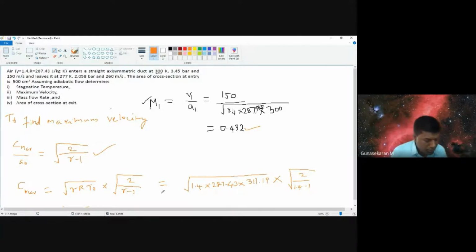First calculate the value of the square root of 1.4 into 287 into 311.19. Then into the square root of 2 by 0.4.